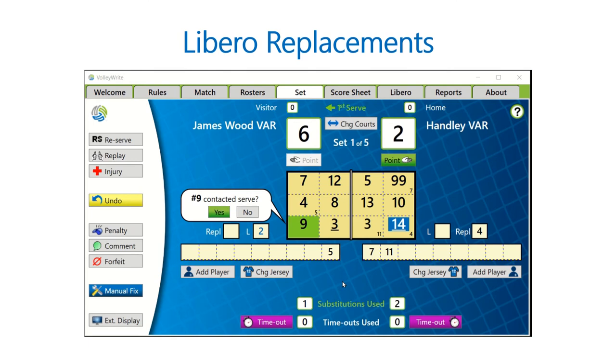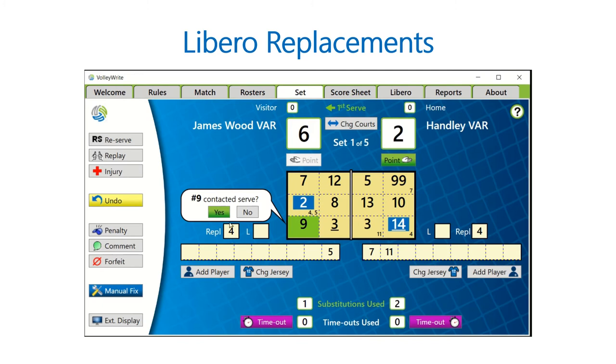The most straightforward way to enter a libero replacement is by clicking on the libero in the libero box, then clicking on a player in the back row. The replaced player is listed in that position on the court, and they're now in the replacement box, not on the bench.